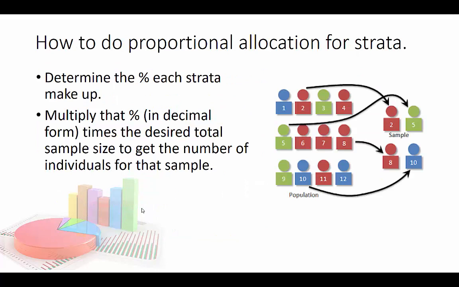How do we do a proportional allocation? Well, you determine the percent each strata make up and multiply that percent in decimal form, not in percent form, times the desired total sample size. So if you want 20 people, you multiply it by 20 to get the number of individuals for that sample from that strata. So let's take a look at our hotel again.